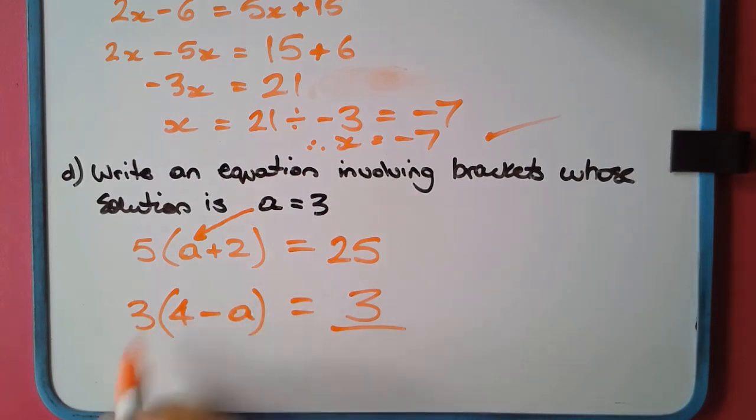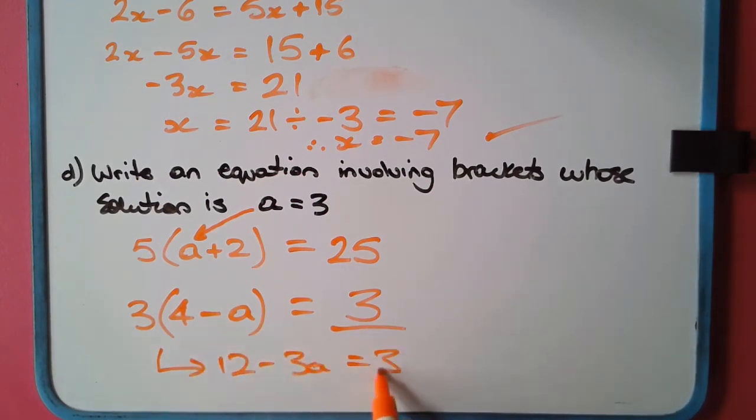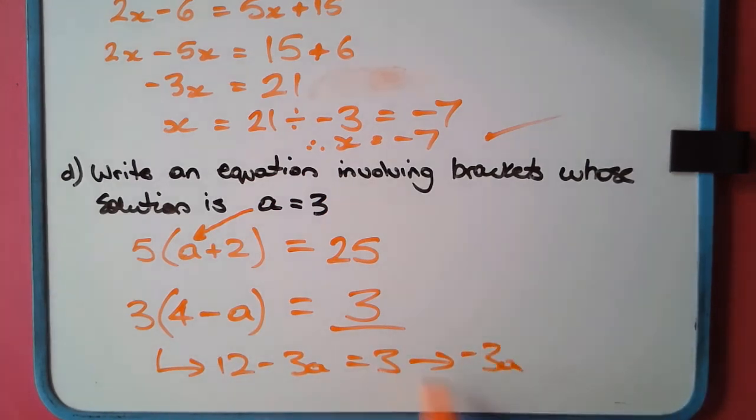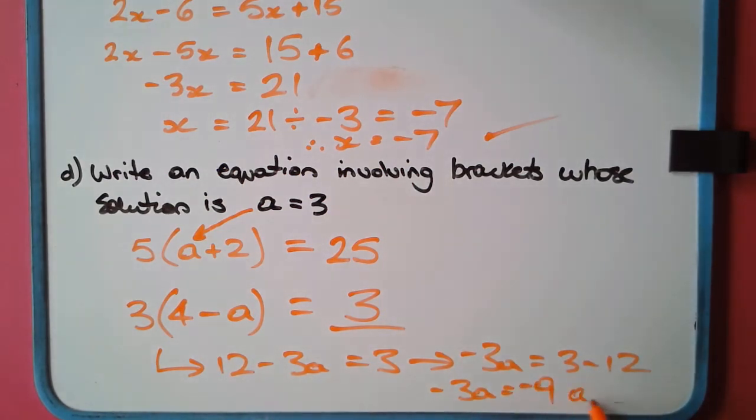Yep. Even if you expanded it, so let's say we expanded it. 12 minus 3a is equal to 3. Negative 3a is equal to 3 minus 12. So negative 3a is equal to negative 9, and a would then equal 3. So a is equal to negative 9 divided by negative 3, and a would then equal 3. So it does work.